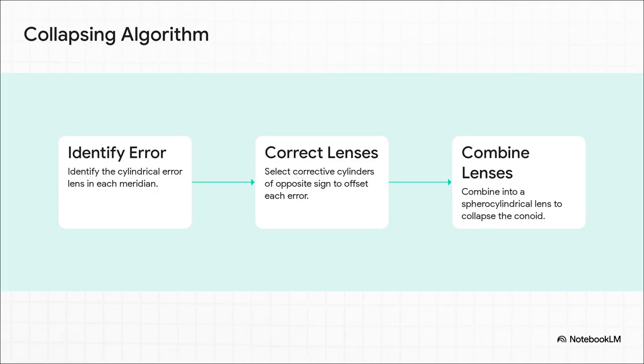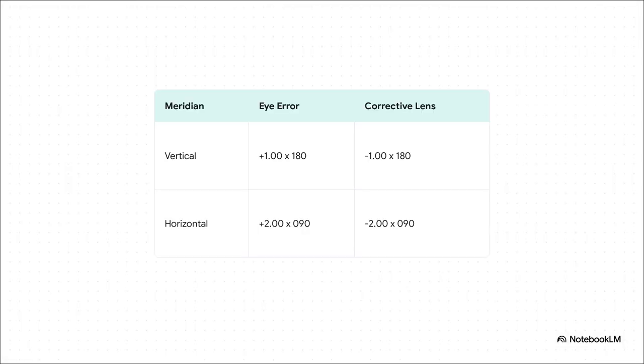Let's break down the step-by-step clinical algorithm for how we actually pull this off. Step 1. You identify the cylindrical error in each meridian. Step 2. You select a corrective cylinder of the exact opposite sign to offset that error. And Step 3. You combine those corrective cylinders into a single spherocylindrical lens. This, my friends, is exactly what collapses the conoid. Let's see how this builds using our trusty example eye.